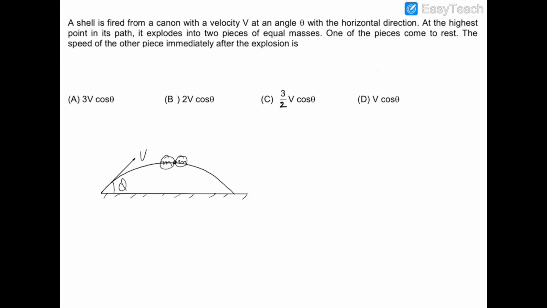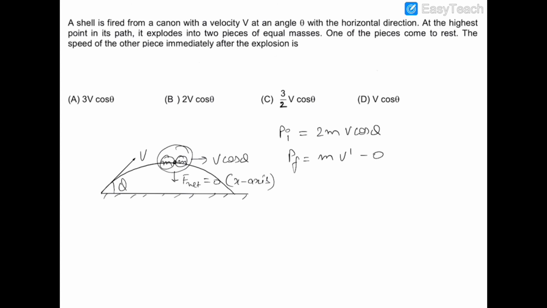The velocity of this shell at the highest point will be v cos theta. This we all know, and after explosion the net force acting on this shell in the x-axis is 0. So we can balance the momentum in the x-axis. The initial momentum in the x-axis was 2m into v cos theta, and the final momentum is m v dash minus 0, because one of the pieces comes to rest.